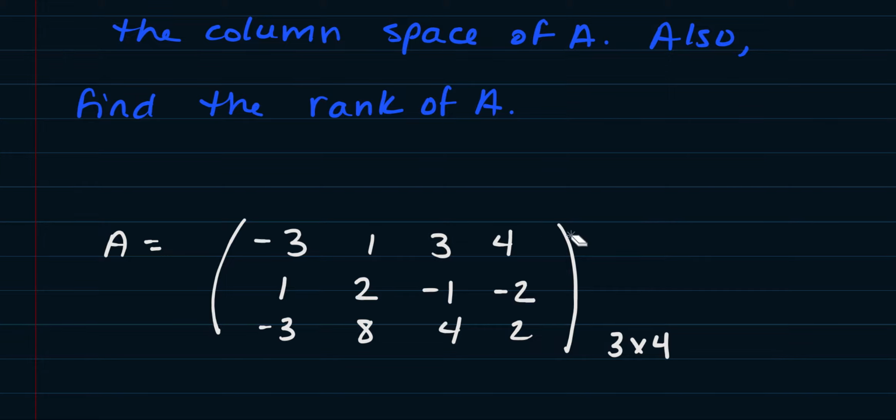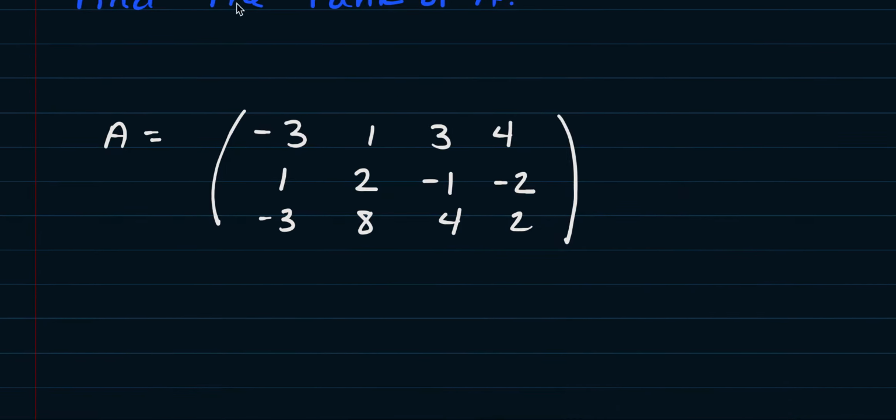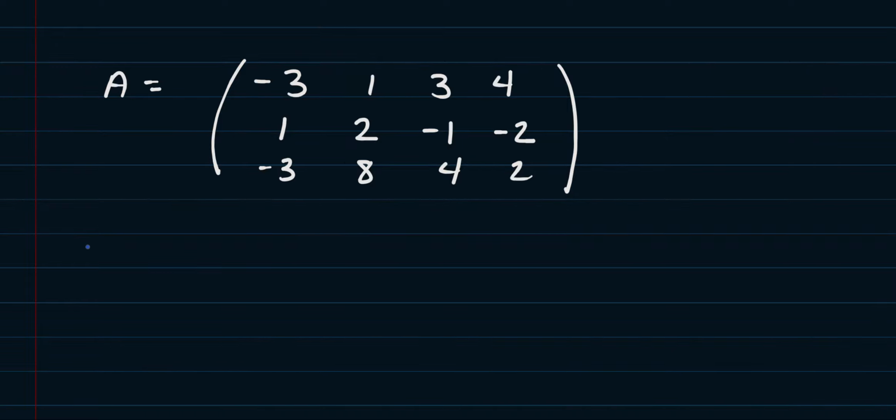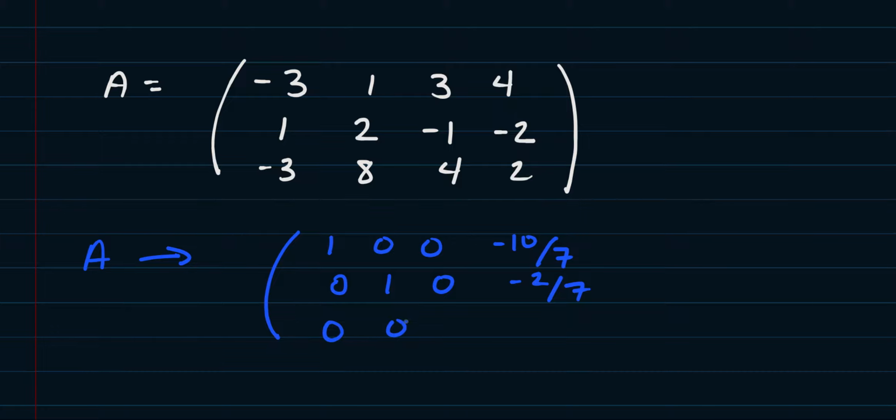All right, so let's see if we get the same thing. So I'm going to put A in reduced row echelon form. I'm going to skip the steps on how to put it in reduced row echelon form. You should be able to do this. So I'm going to just write it out. I have 1, 0, 0, negative 10 sevenths, 0, 1, 0, negative 2 sevenths, and 0, 0, 0. Oh, actually, this is a 1. 1, 0. Okay?